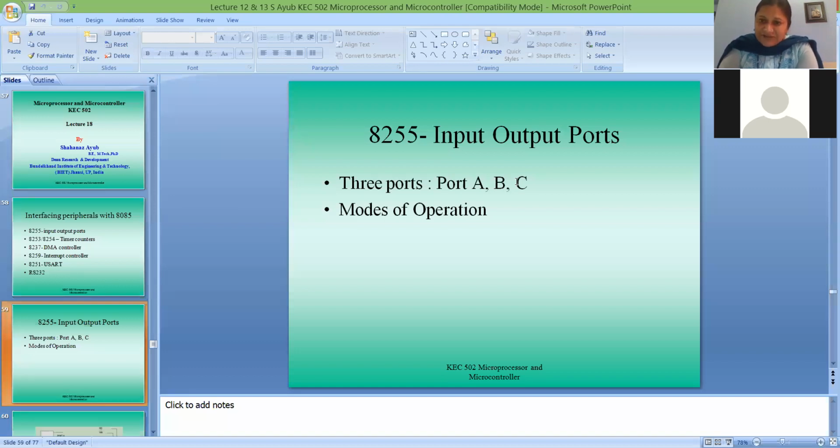Is the slide now visible? Slide is visible to all? Yes, ma'am. What can you see on the slide? 8255 input output ports.